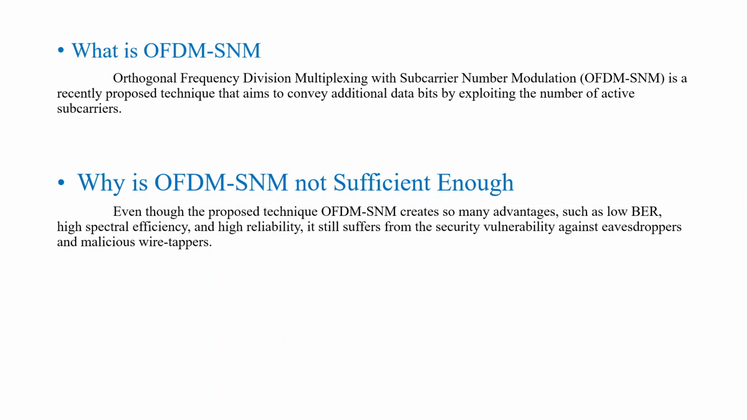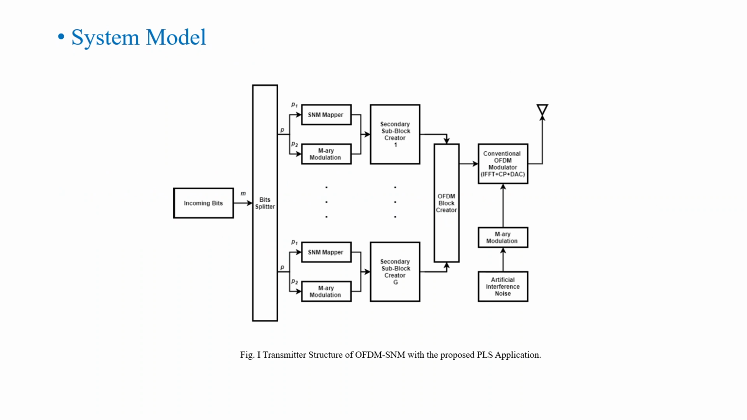So we are not satisfied with this scheme because even though the proposed technique of OFDM-SNM creates so many advantages, such as low bit error rate, high spectral efficiency and high reliability, it still suffers from security vulnerabilities against eavesdroppers and malicious wiretappers. So in order to eliminate these security vulnerabilities, we are proposing the system model that we are introducing here in figure 1.